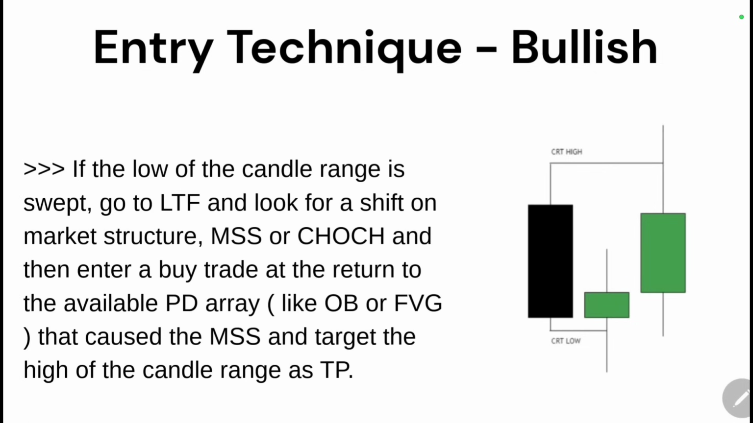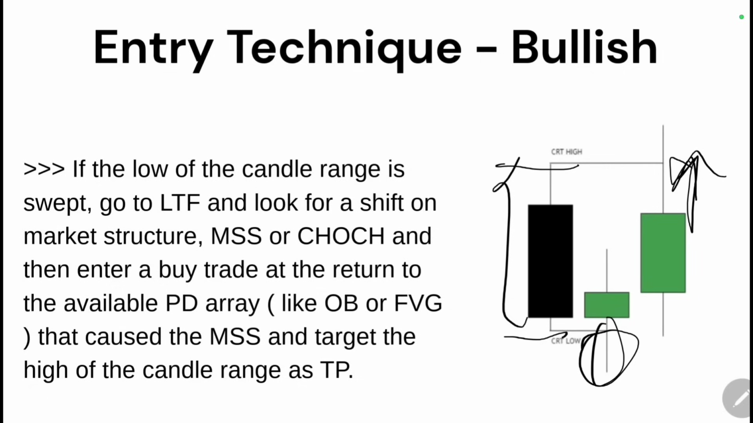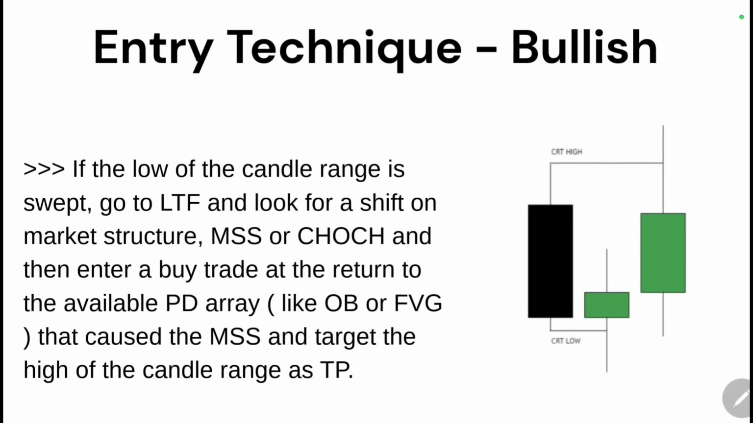For the bullish scenario, if the low of the candle range is swept here, this is the candle range high and low. If the candle range low is swept, you need to go to the lower time frame and look for a shift in market structure or change of character, and then enter a buy trade at the return to the available PD array, like the order block or FVG that caused the market structure shift, and target the high. You target the high here. This is the sweeping candle. You target the high of the candle range as your take profit.